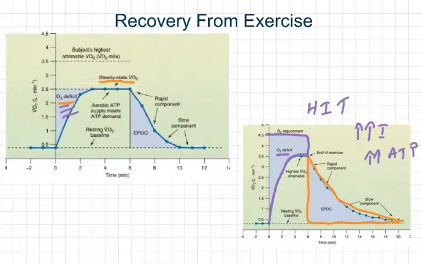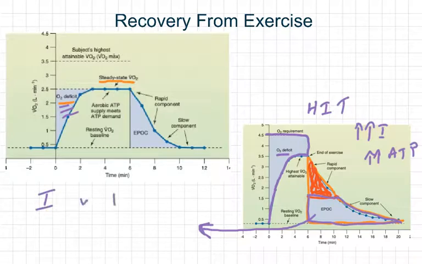And so what we find is the rapid component of the EPOC doesn't change too much as compared to the steady state. It is a little bit longer, but not too much. But the greater difference we see is in the slow component. We see that the slow component of the EPOC lasts much longer. And why is that? Because this goes back to our energy pathways and with respect to intensity versus duration.